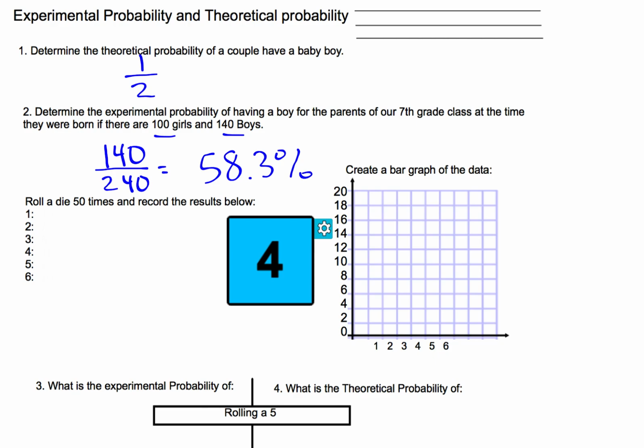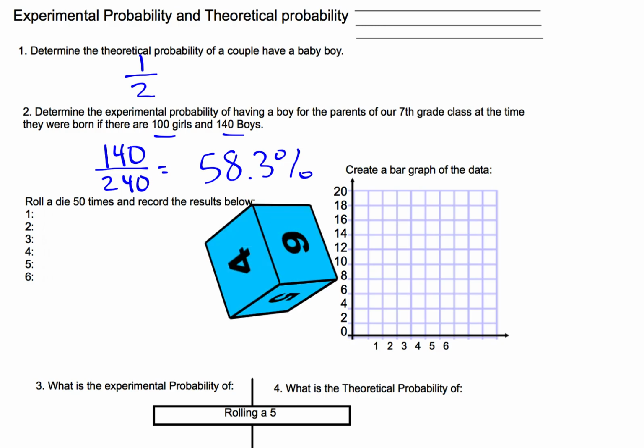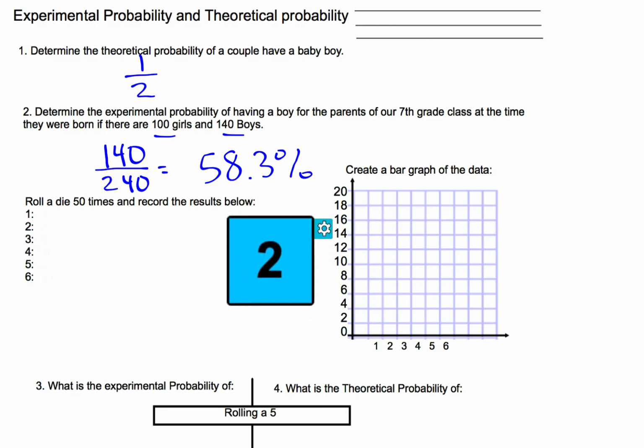All right, gonna roll a die 50 times and record the results below. So we'd go through and we do this 50 times, but that would take quite a bit of time. So I have previously done it for the purpose of this video. When doing it 50 times, I got 10 1s, 7 2s, 8 3s, 11 4s, 4 5s, and 10 6s.